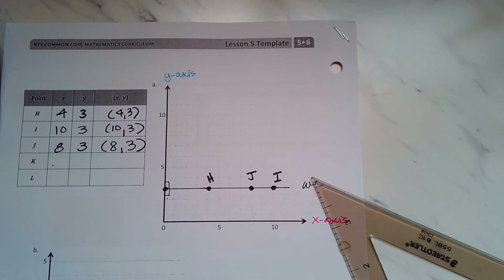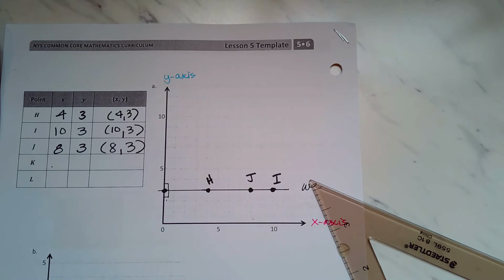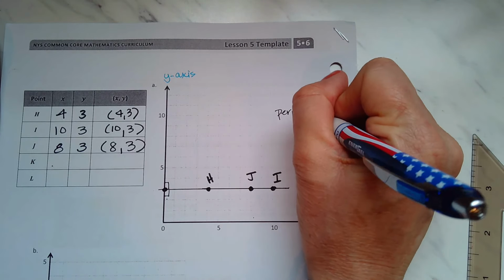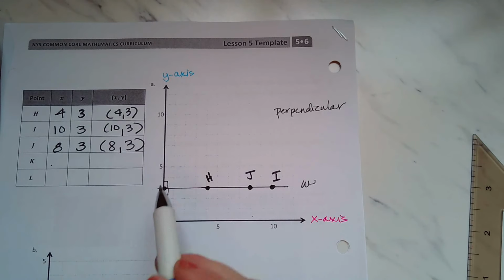What is the name for intersecting lines that form right angles? What are those called again? You're right, perpendicular. Perpendicular lines intersect. All right, so line W is perpendicular to the y-axis. So let's plot points K and L so that they are on line W.